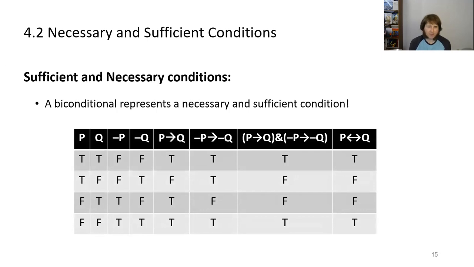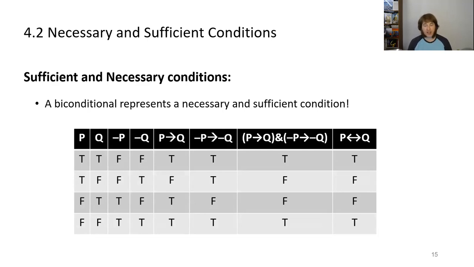What's on the table? We've got columns for P and Q. We've got columns for not P and not Q. We have columns for the implication statements, if P then Q, if not P then not Q. We then also have a column for the larger complex statement that takes those two implication statements themselves as conjuncts. So we've got the conjunction, if P then Q and if not P then not Q. That conjunction is asserting that both of those implication statements are true.